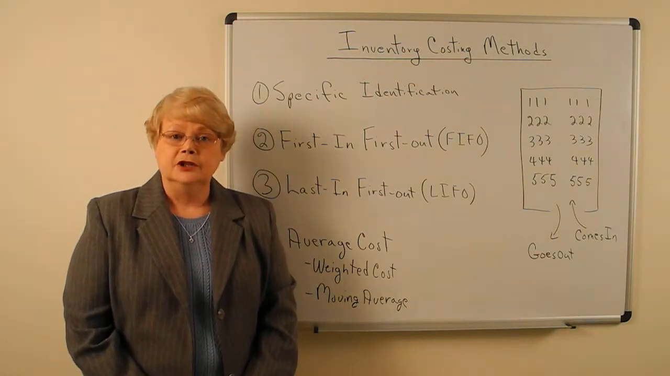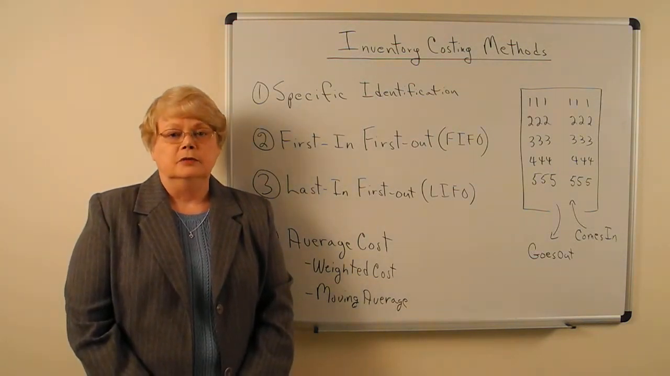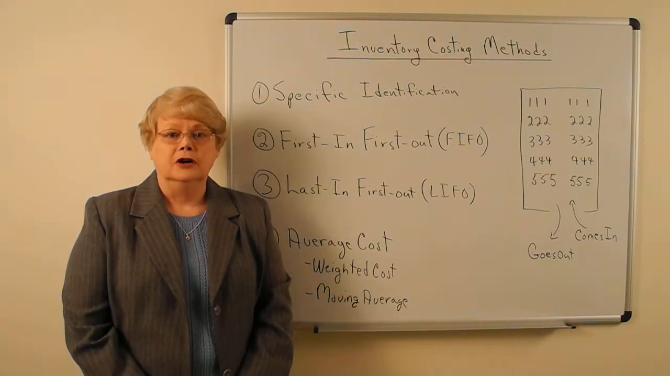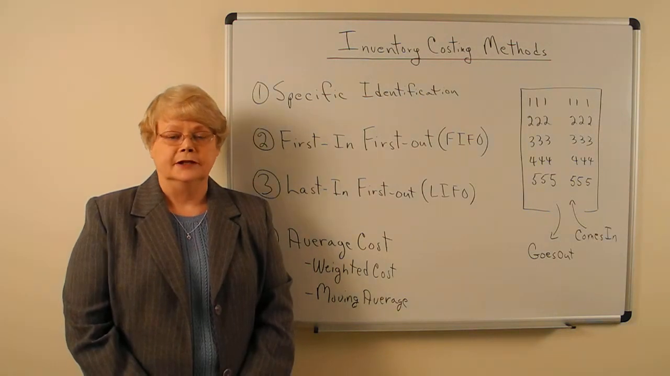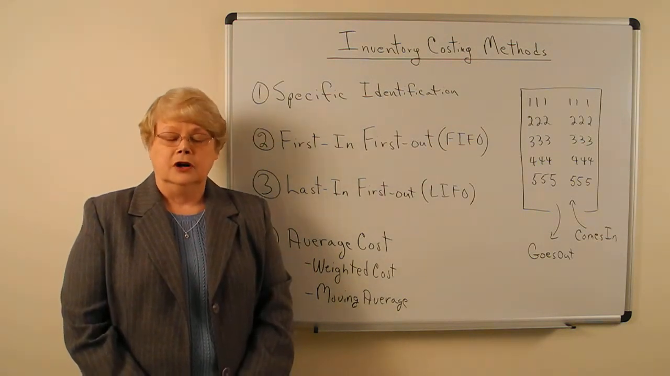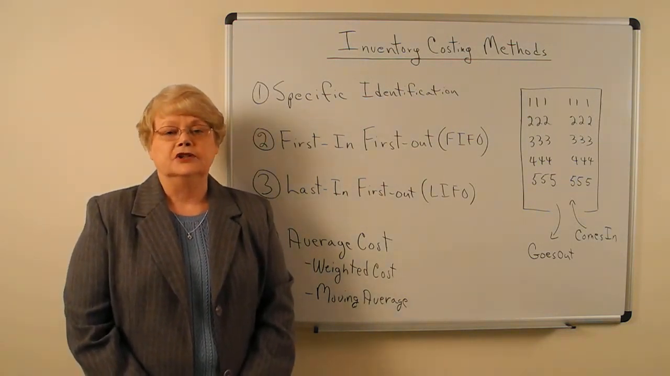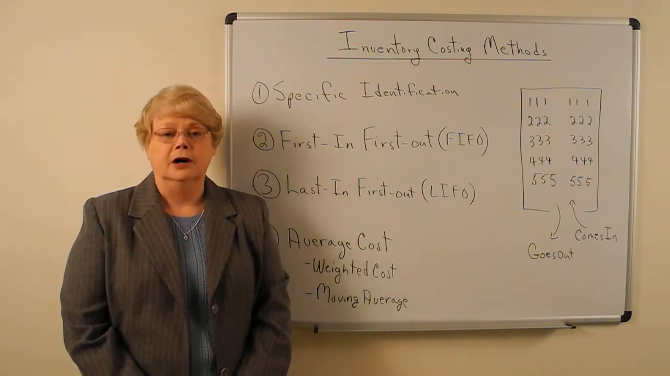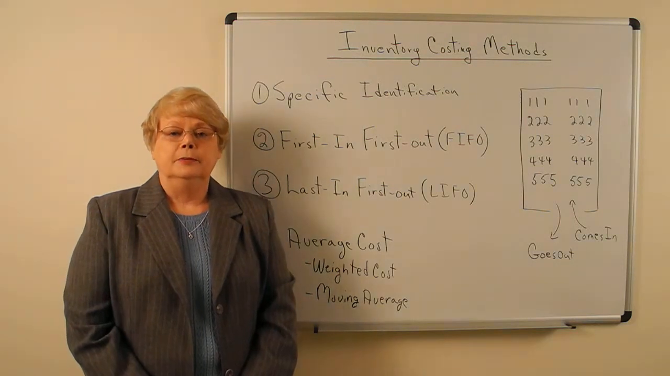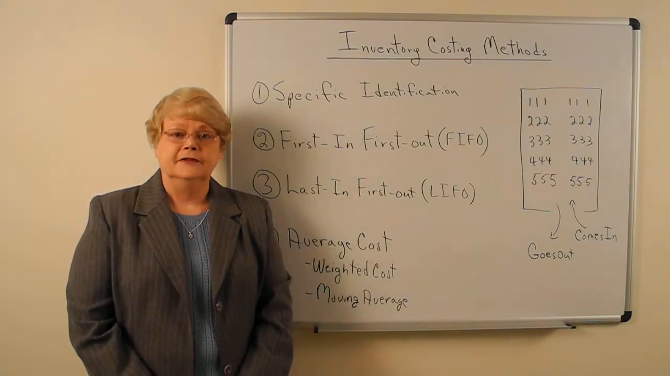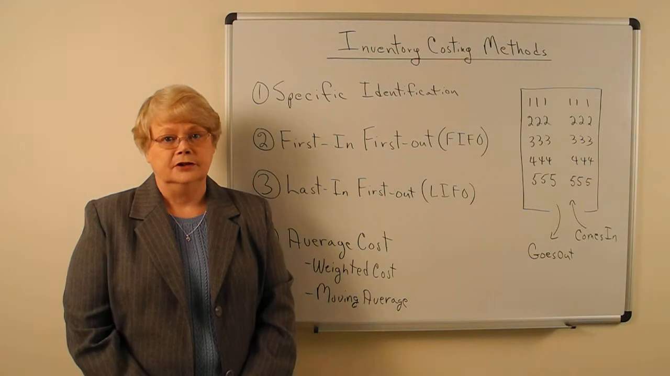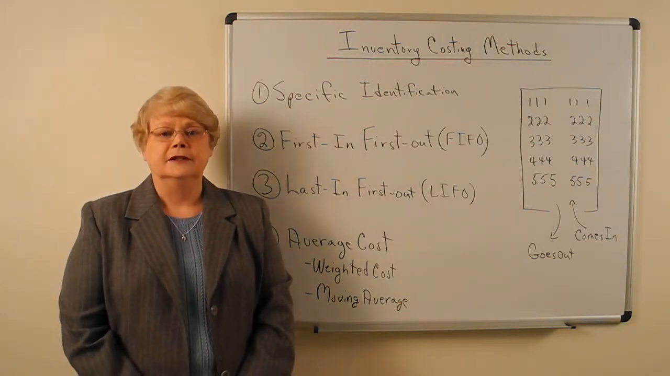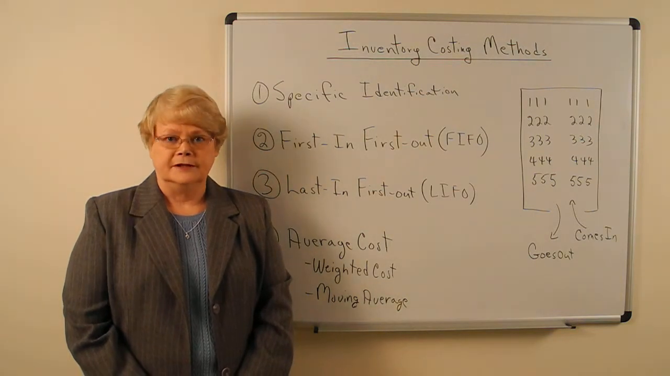One time that you might use the specific identification would be when you have a small number of items that have a large dollar amount per item, such as in a car dealership. The cars that come in have an invoice for each car. They may have different features even though they are the same model. And therefore it would be practical to identify the specific invoice for each car that was sold. So this specific identification might be used in that type of business.